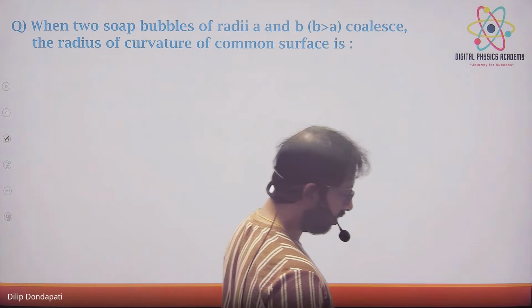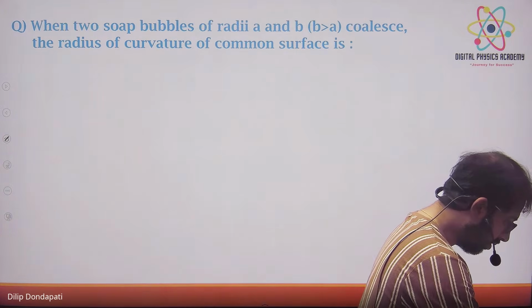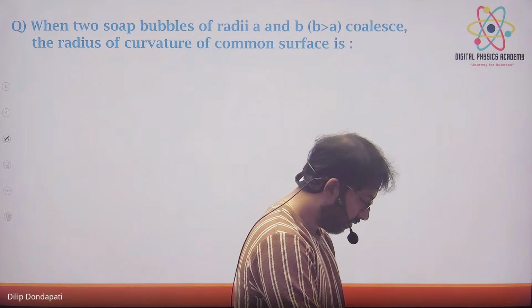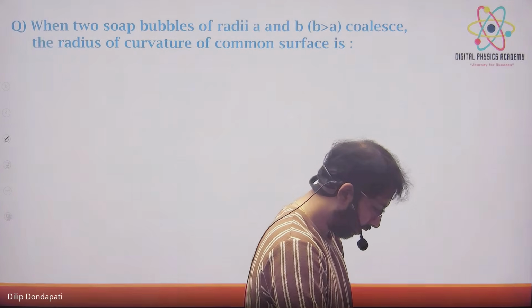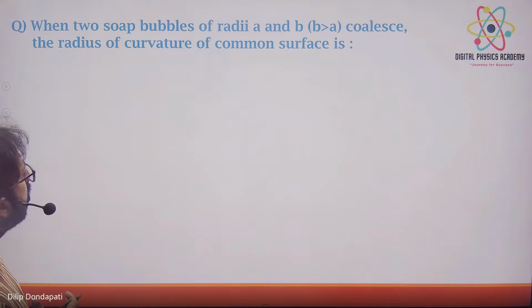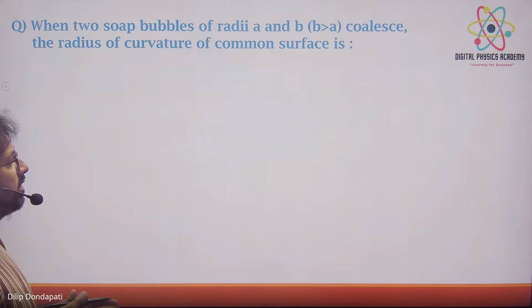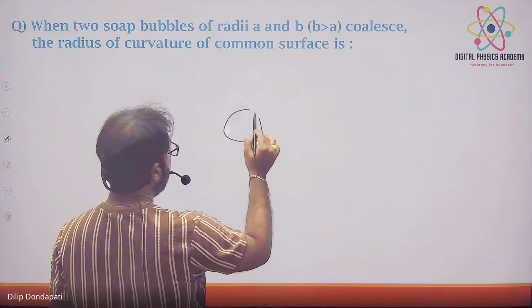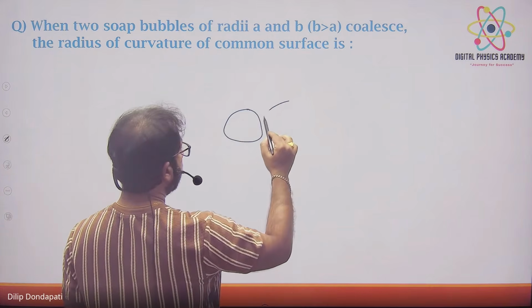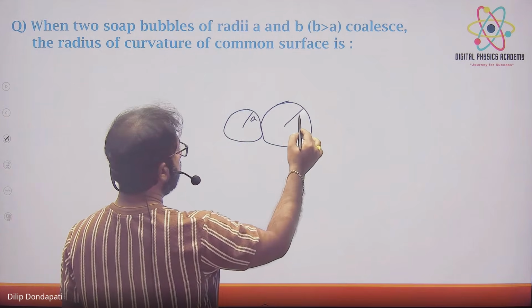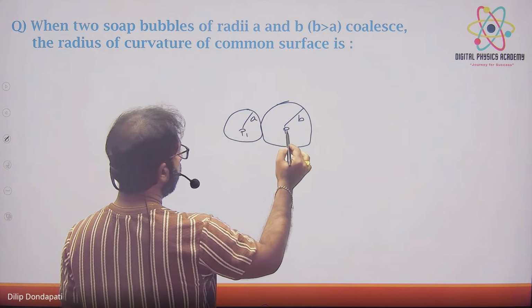Do a JEE Mains question and see how fast you are. Coalesce means collide, attach. When two soap bubbles of radius A and B, where B is greater than A, coalesce, meaning combine, what is the radius of curvature of the common surface? One bubble is here, the other bubble is there. The bigger bubble has radius B, the other has radius A, with pressures P1 and P2.